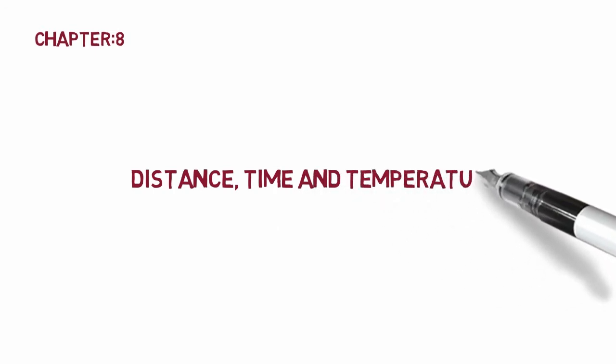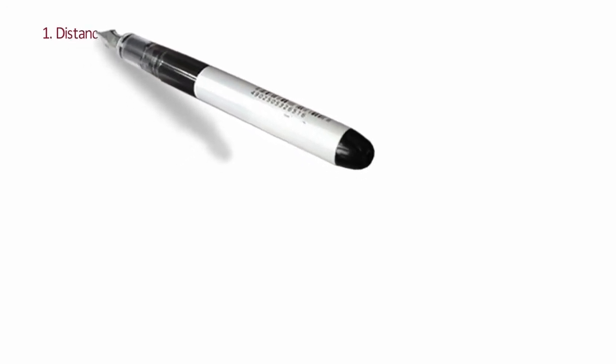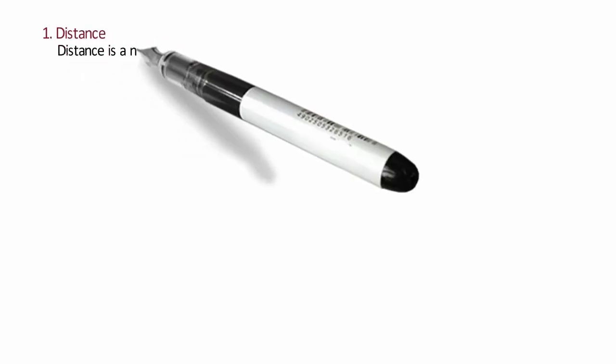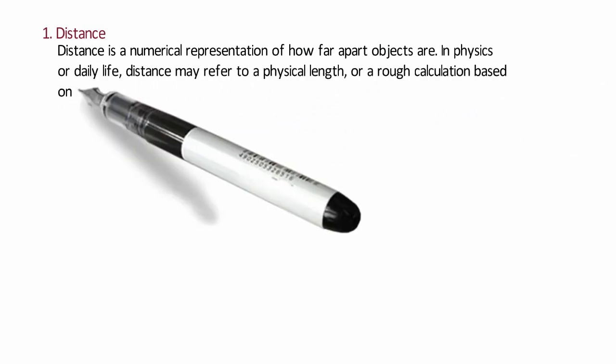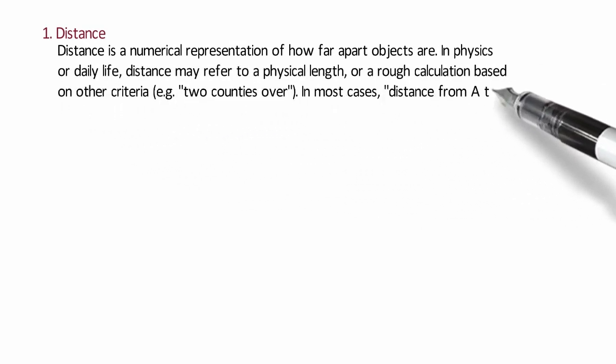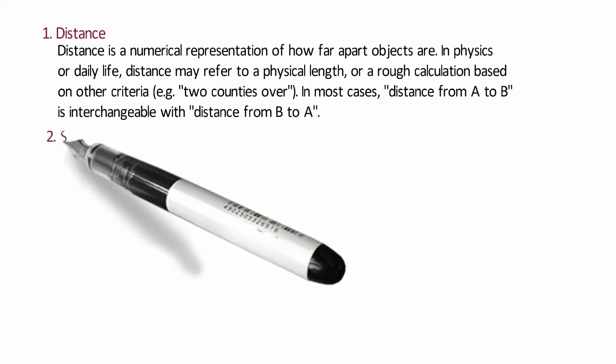Distance, time and temperature. Distance. Distance is a numerical representation of how far apart objects are. In physics or daily life, distance may refer to a physical length or a rough calculation based on other criteria, for example, 2 counties over. In most cases, distance from A to B is interchangeable with distance from B to A.